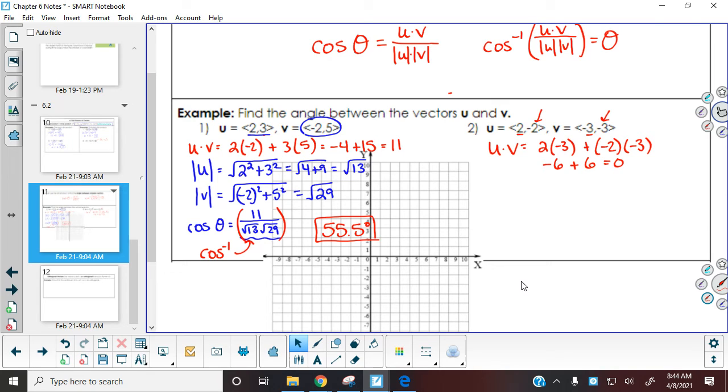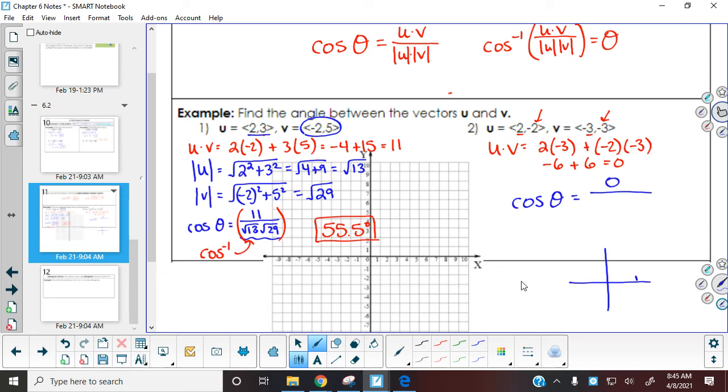Now, before we keep going and do the magnitudes, I want you to think ahead. If we do the inverse cosine of 0 divided by anything, think about your unit circle. The cosine being 0 means that it's going to be here on your unit circle, which means that's a 90-degree angle. So anytime that you have 0 in the numerator, even if the bottom could be any number, that tells you that your angle measure is 90 degrees.